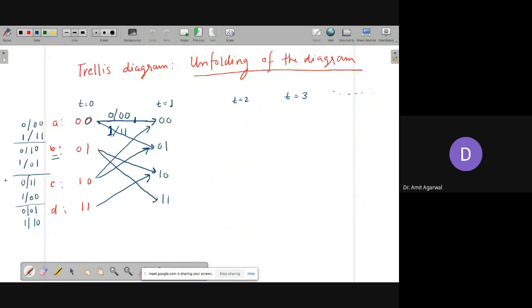Because we have written all the outputs here, we are now only visualizing the state transitions. So the lower bottom branch corresponds to input 1, and the upper branch corresponds to input 0. So this we have seen. Since we have written output here, we can remove the outputs from here.